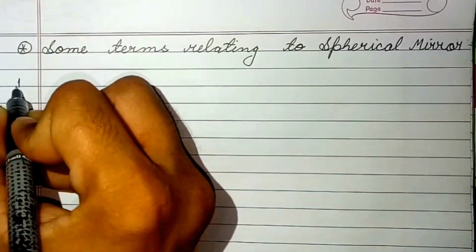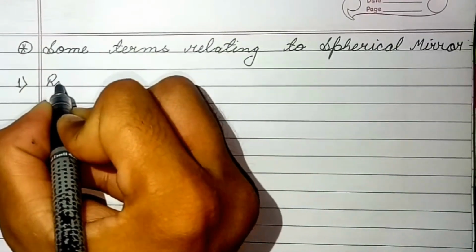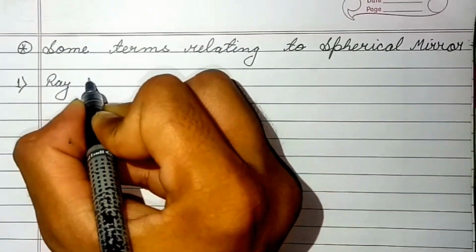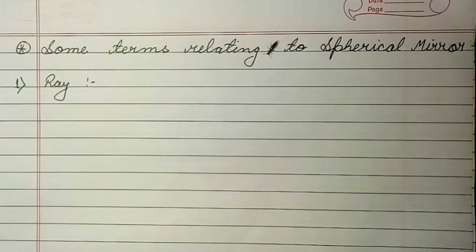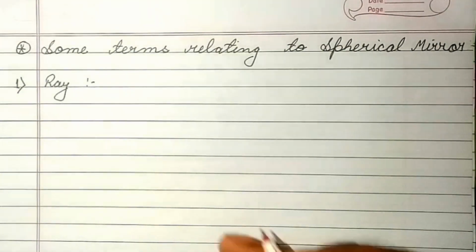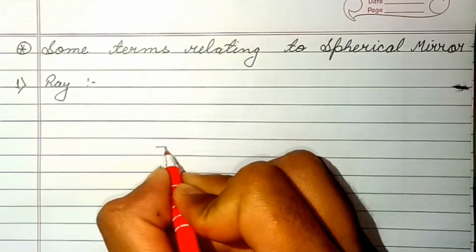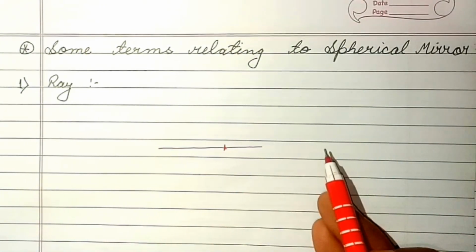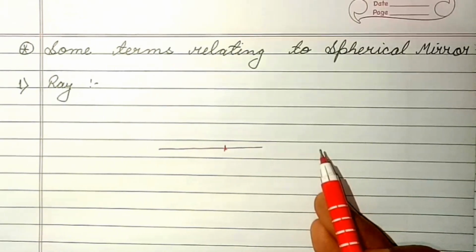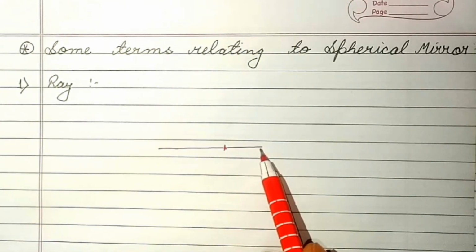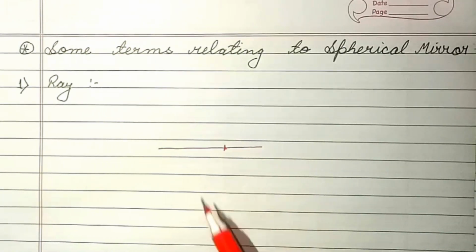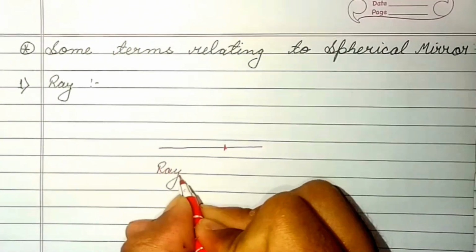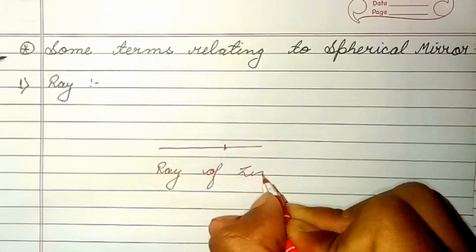So the first one is ray of light. Okay. So students, if a straight line is drawn in the direction of propagation of light, then it is called a ray. Suppose that from left to right is the direction of propagation of light, then if a straight line is drawn in the direction of propagation of light, this is called a ray of light.